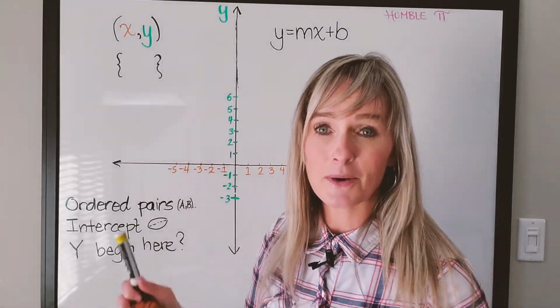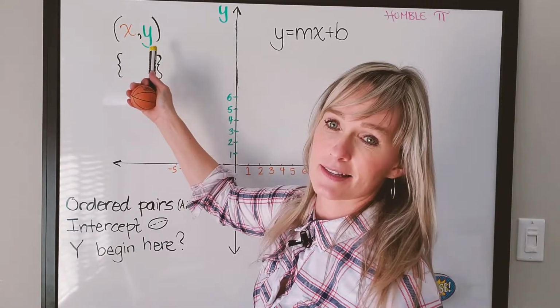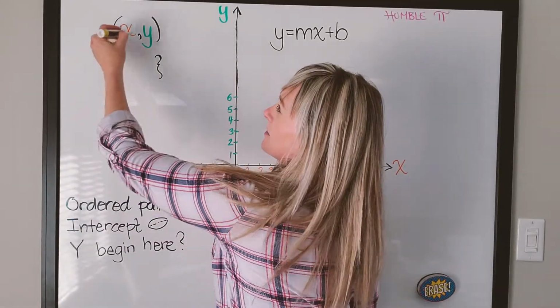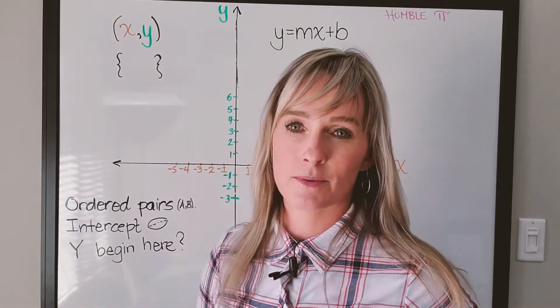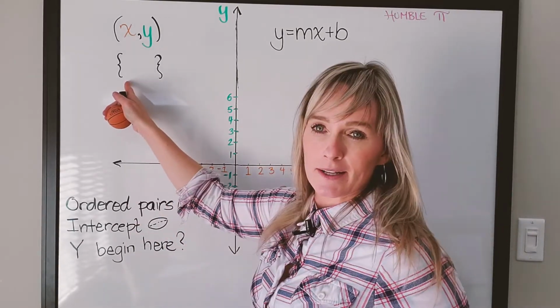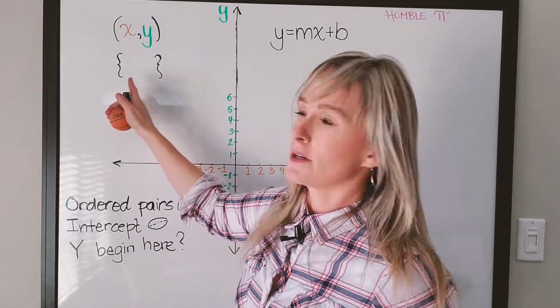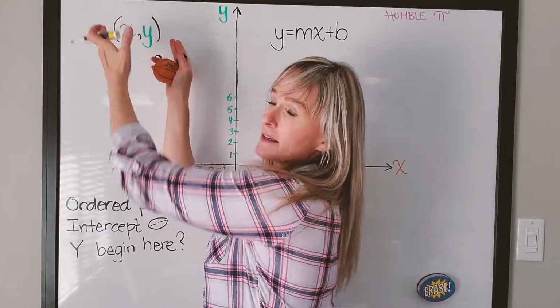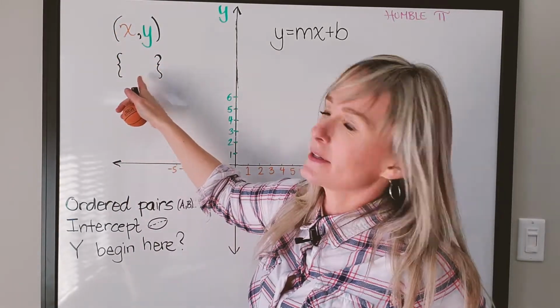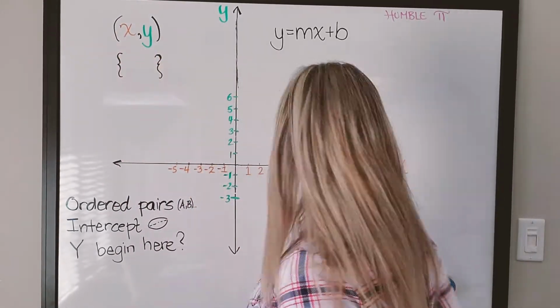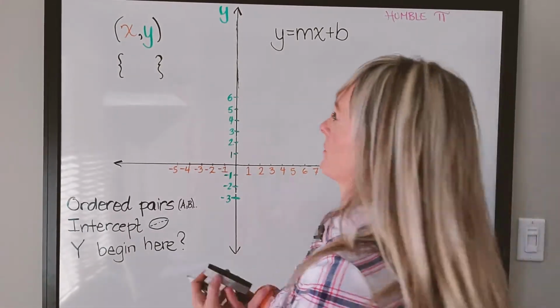Well, in math, when you have brackets that look like this, they are nice round brackets. That means the order is important. If you have curly brackets like this, the order isn't important. We're still talking about a set of something, but here the order is not important. Here it is important. Well, we're going to go with the important order for now.